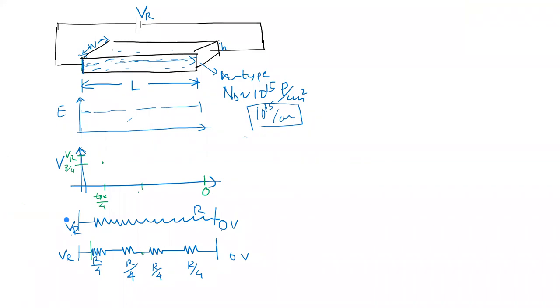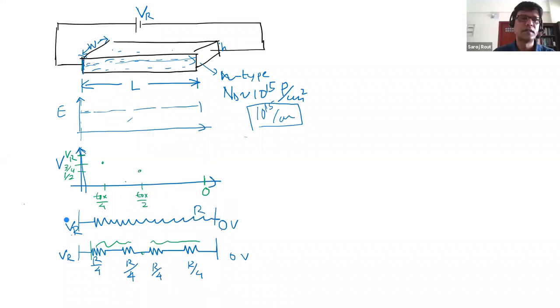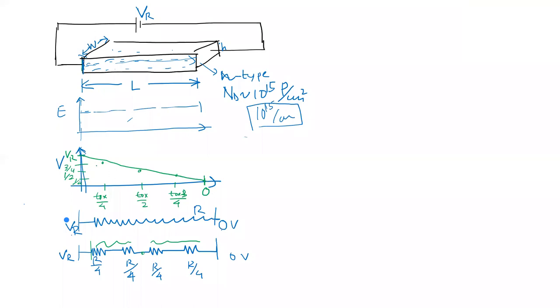What's here at T aux by 2? VR by 2, because this is R by 2, this is R by 2. So it should be half, right? It's half here. And then what is it at T aux 3 by 4? VR by 4. And then obviously here 0. So obviously that's linear, right? If this is linear, then the electric field is constant, obviously, right?